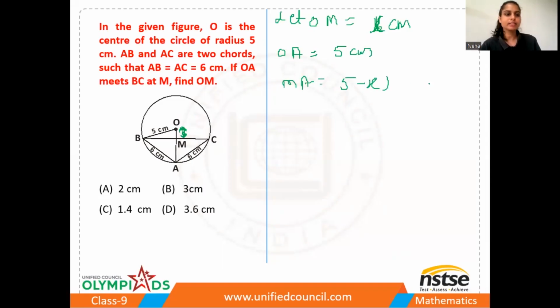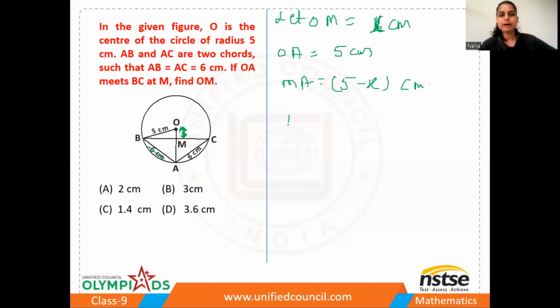Right? 5 minus x centimeter. Perfect. Okay, this is done. So MA, now if I talk about DM, students, this is basically the chord, and this is the angle here, and these two are equal sides.